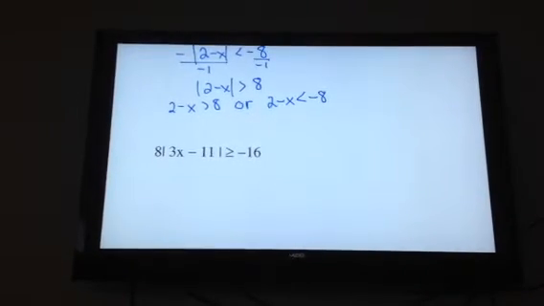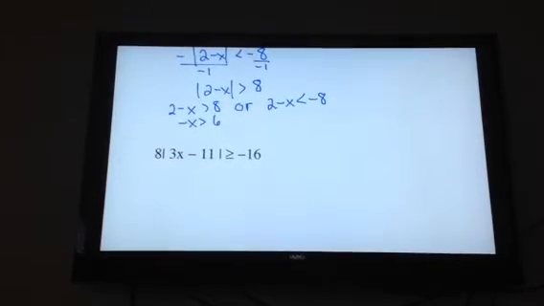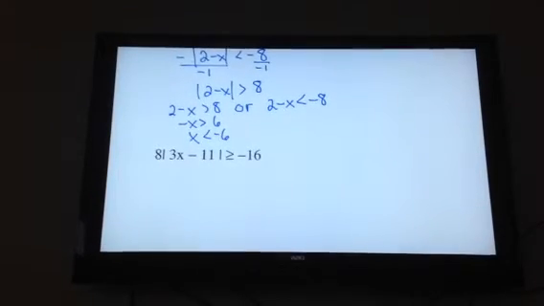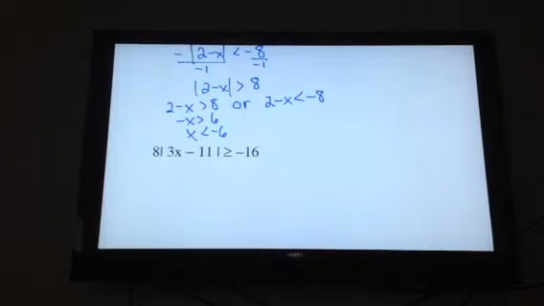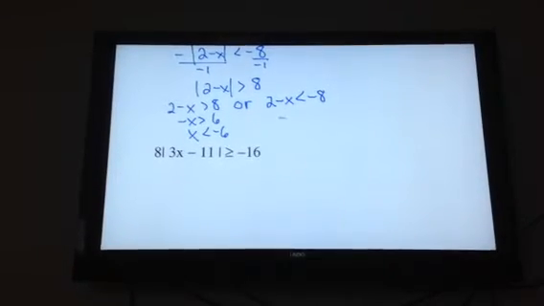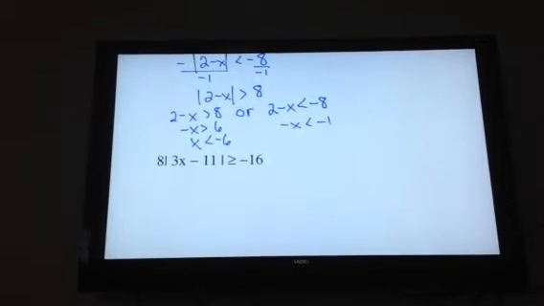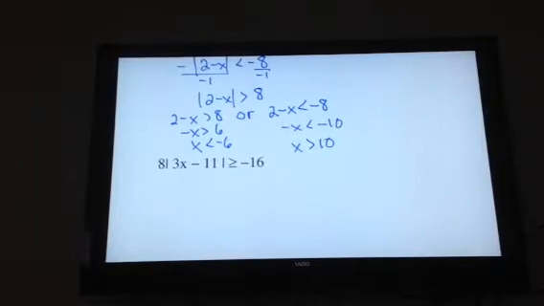Okay, so we solve. Subtract our 2, so x is greater than 6. Divide by negative 1, ding, ding, ding. Switch the direction of that symbol. X is less than negative 6. And then on the other one, subtract 2. It's always the same math on both. Negative x is less than negative 10. Divide by negative 1, ding, ding, ding. X is greater than 10.